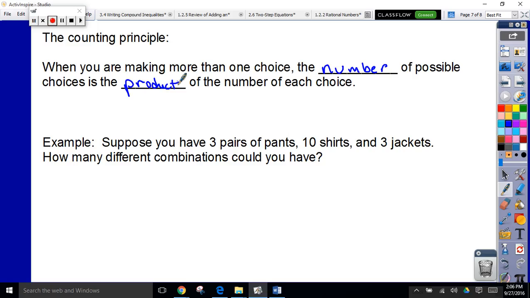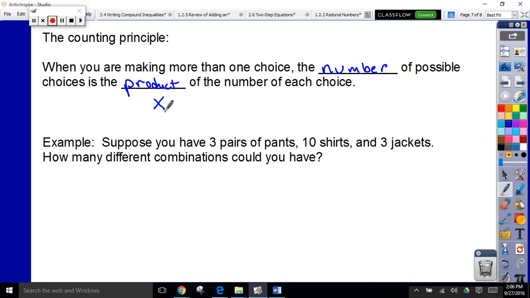So suppose you have 3 pairs of pants, 10 shirts, and 3 jackets. How many different combinations could you have? So when you're finding the product, what operation are you doing? What does product mean to do? Do you add, subtract, multiply, or divide when you find the product? Austin? You multiply. So finding the product means that we multiply.